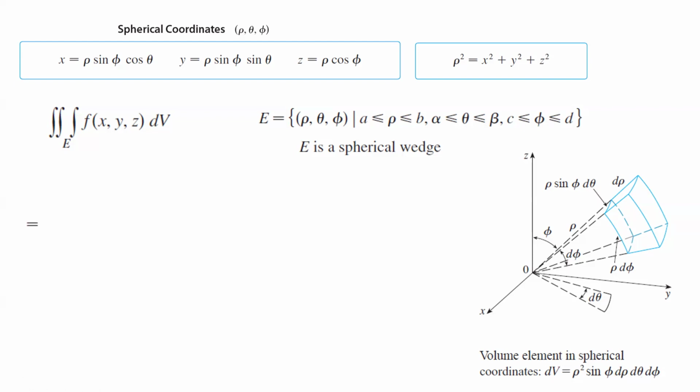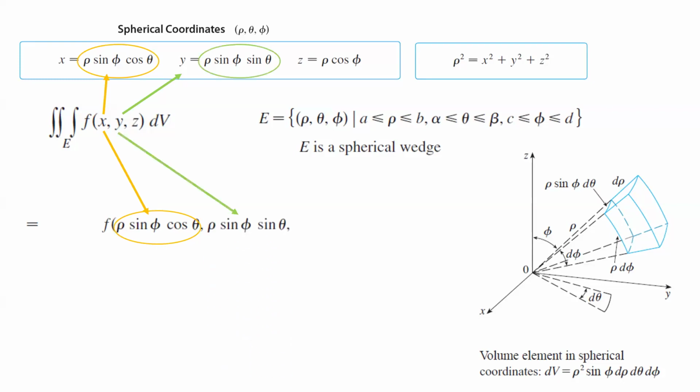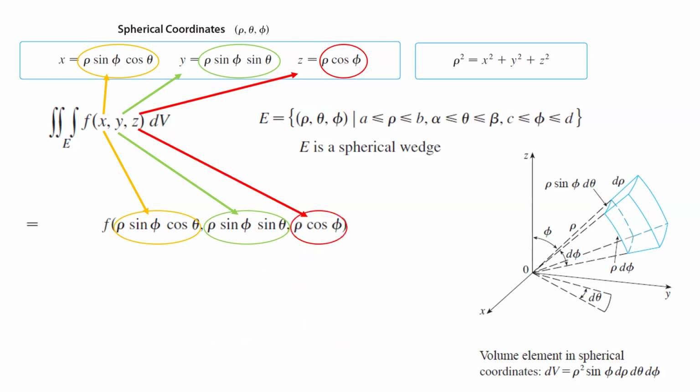This can be written as f of rho sine phi cosine theta. Wherever we see x, we substitute rho sine phi cosine theta. The next variable is y, which by definition is rho sine phi sine theta, so substitute that into the function. And z by definition is rho cosine phi, so wherever you see z, just substitute rho cosine phi.